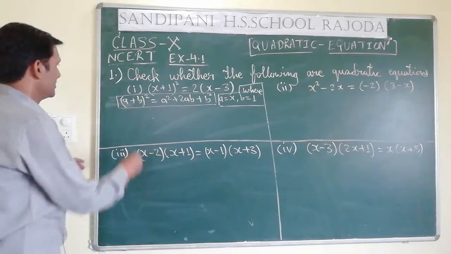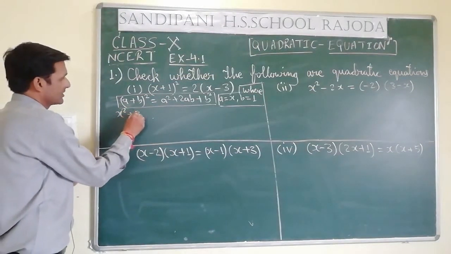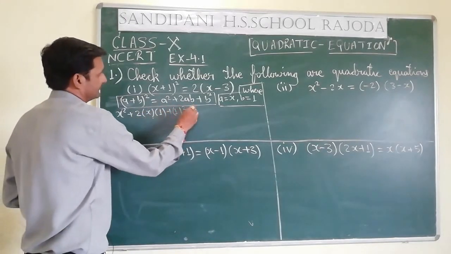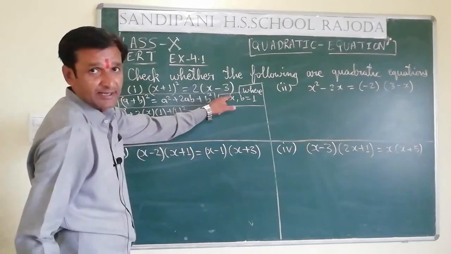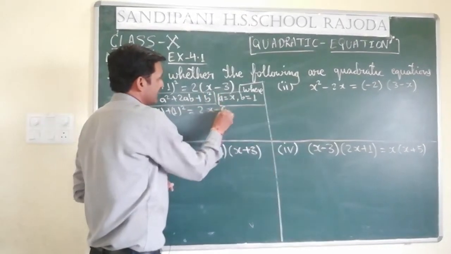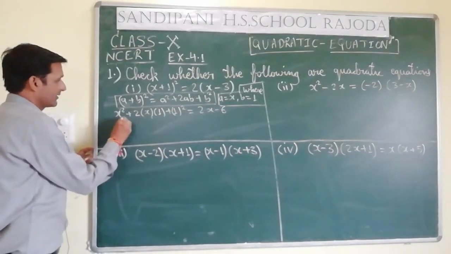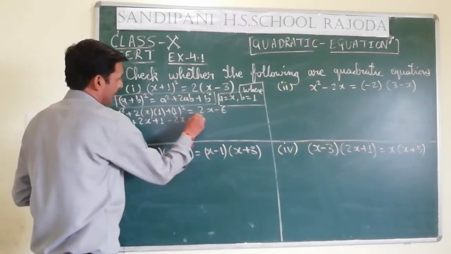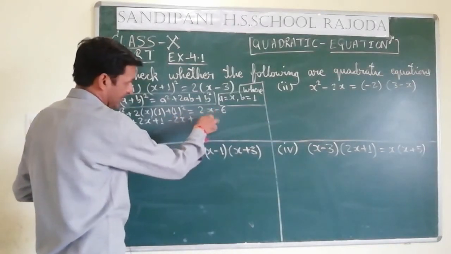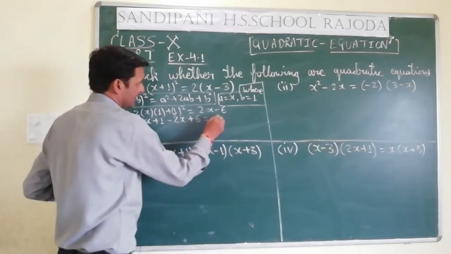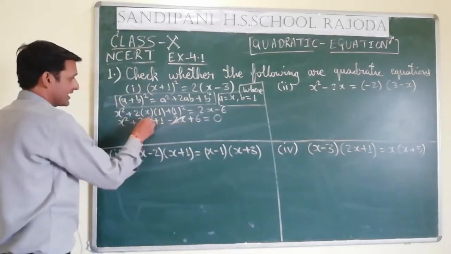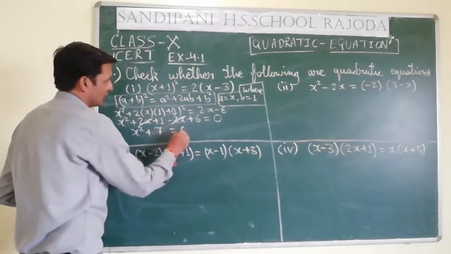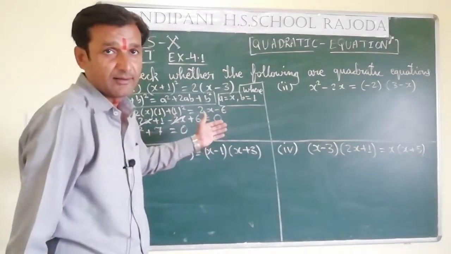So, it will become x square plus 2 into x into 1 plus 1 square is equal to 2 into x minus 3. We have to multiply inside this bracket, so it will be 2x minus 6. So, x square plus 2x plus 1 minus 2x, and this minus sign will become plus 6, is equal to 0. This 2x is cancelled, and here it is x square plus 7 is equal to 0. It is not having an x coefficient, it is 0x.